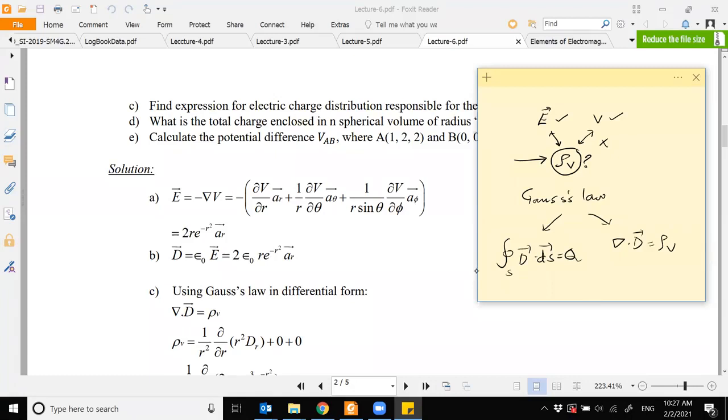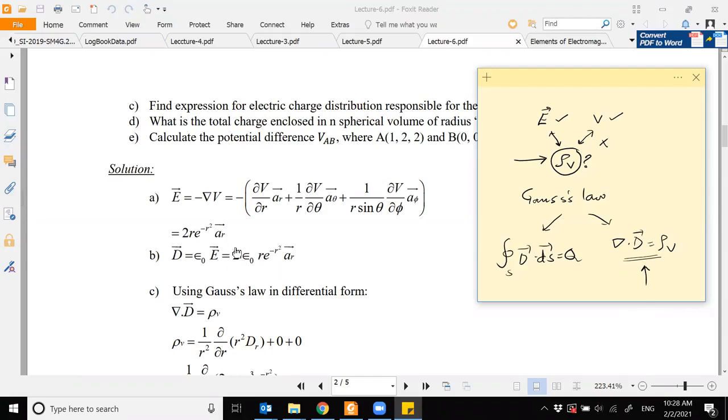So which one will you use? Which one is easier? Which one is more handy for you? Differential. Yes, we know it very well. Usually the differentials are much easier than integrals. So it's better to use Gauss's law in differential form. That is del dot D bar equals rho v, so just find del dot D bar, the divergence of D bar.